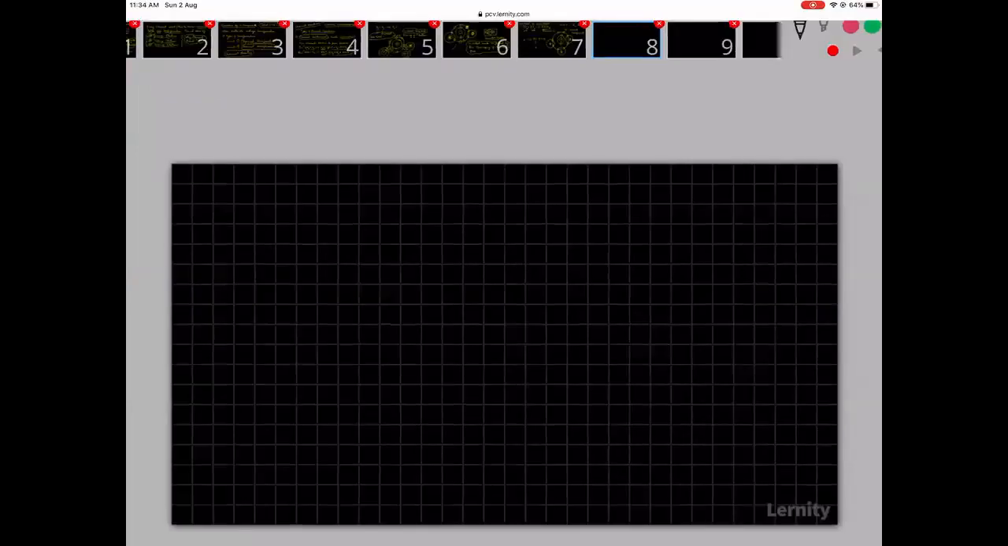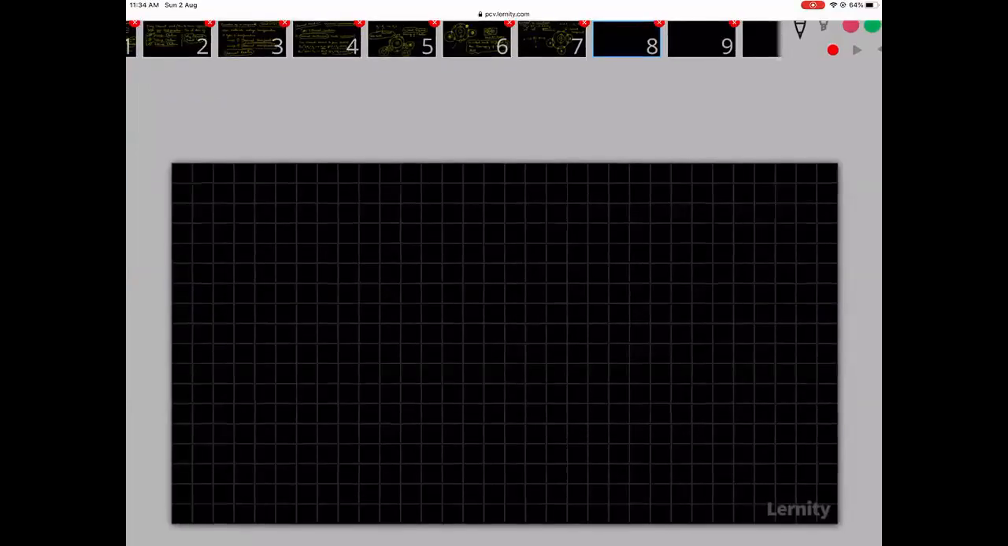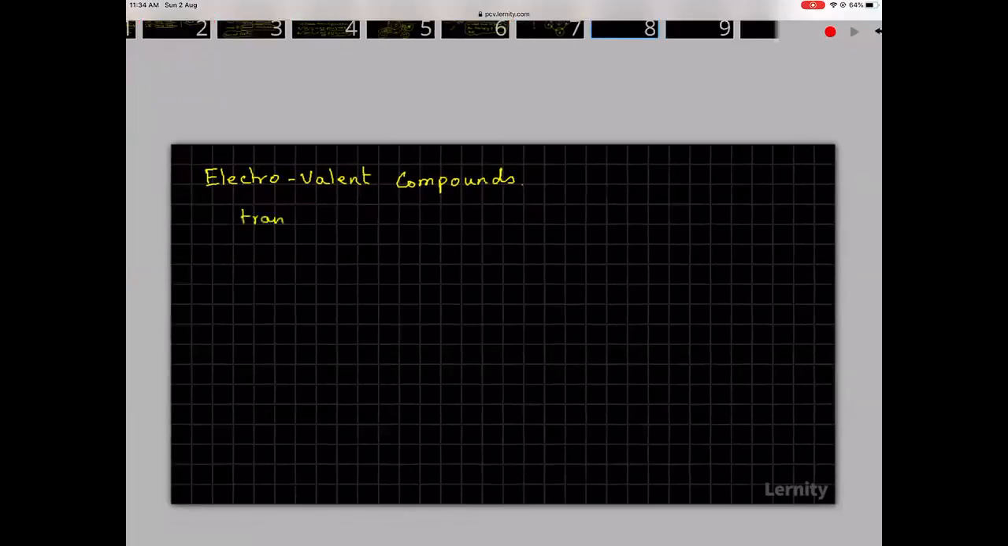Next, you have electrovalent compounds. Electrovalent compounds are formed by the transfer of electrons. So what do we mean by transfer?